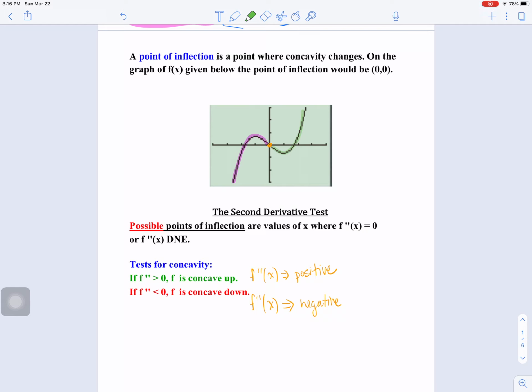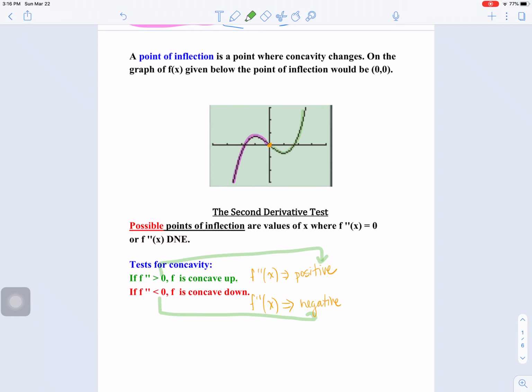If the second derivative is greater than 0, the function will be concave up. Please remember that greater than 0 equates to being positive and less than 0 equates to being negative. When I spell that out, sometimes it is as if I'm stating the obvious.